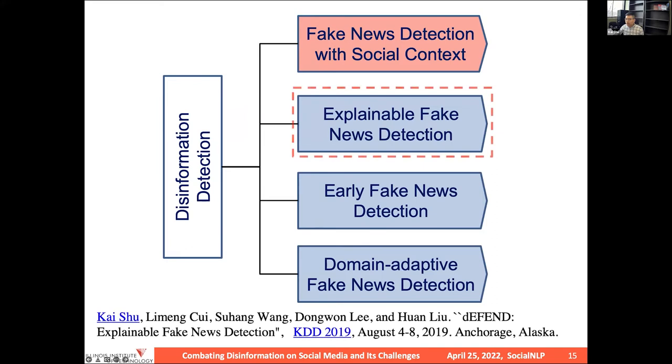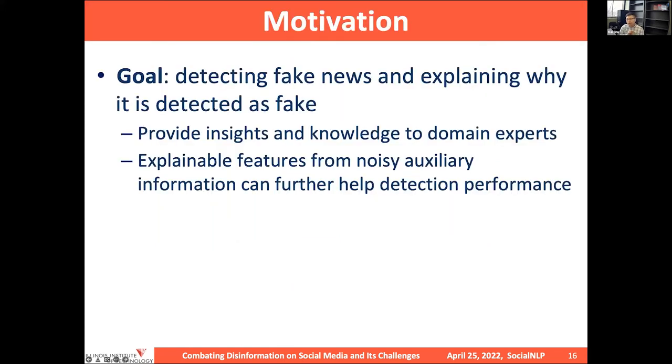So next, I will introduce a piece of work called Explainable Fake News Detection, which was published in KDD 2019. The goal of explainable fake news detection is to detect fake news and explain why it is detected as fake. But you may ask, why should we care about explanation? Because explanation can provide insights and knowledge to domain experts. And certainly if we can extract explainable features from this noisy social media data, then we can further improve the performance of fake news detection.